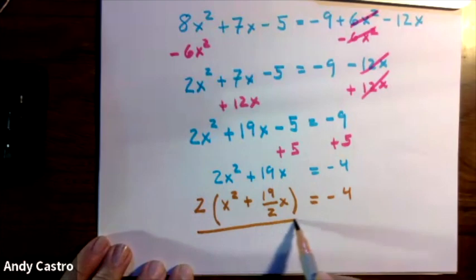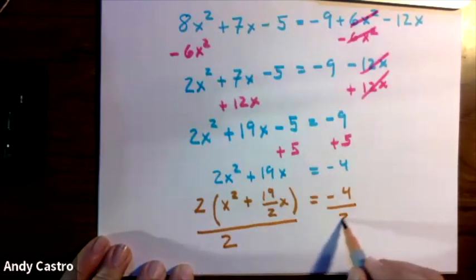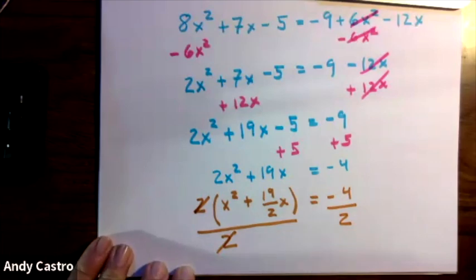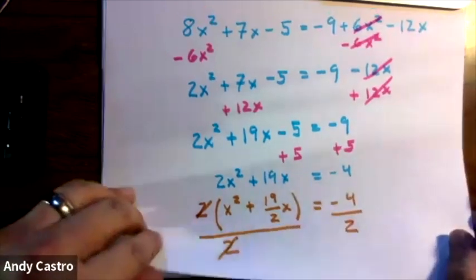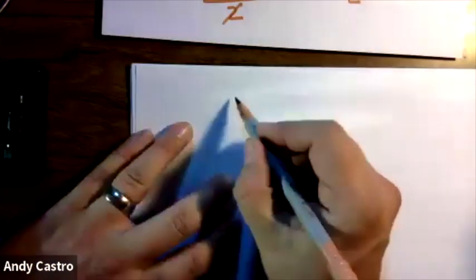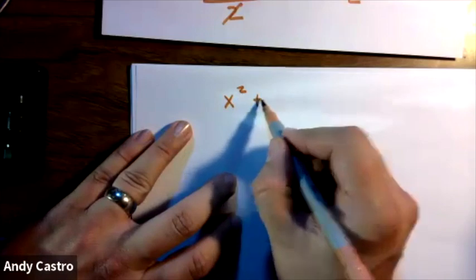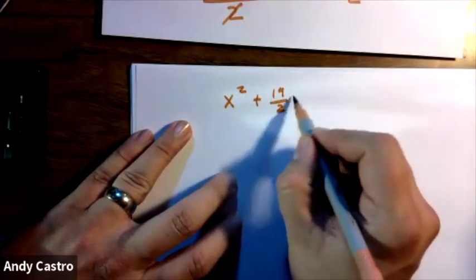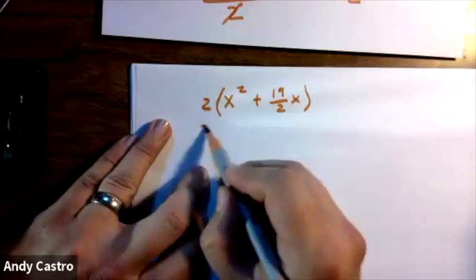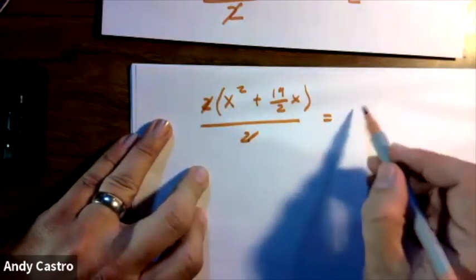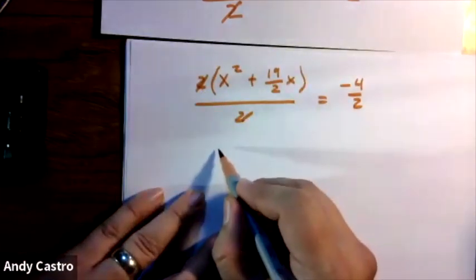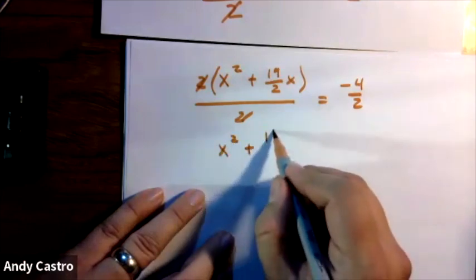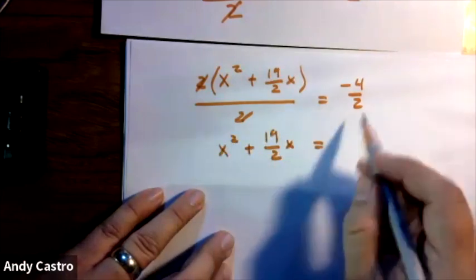So now I'm going to divide both sides by positive 2. So it gets rid of it on the left. And on the right, negative 4 divided by 2 is a negative 2. Let's go on to another sheet here. I'm going to rewrite what we just had, x squared plus 19 over 2 x quantity. We had a 2, we divided it by a 2. We had a negative 4 over 2.